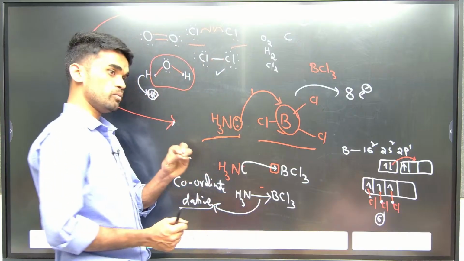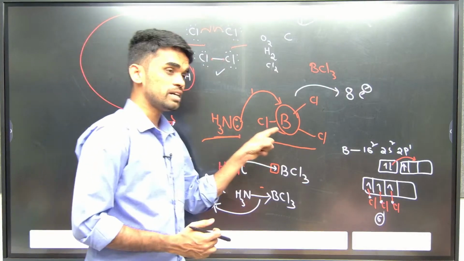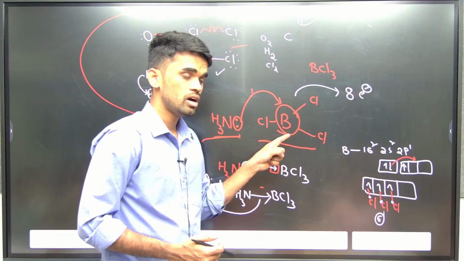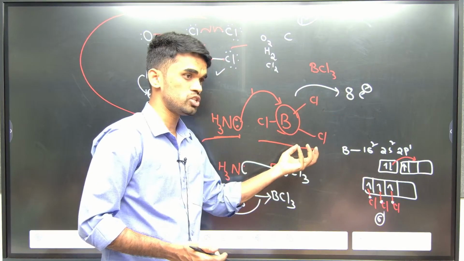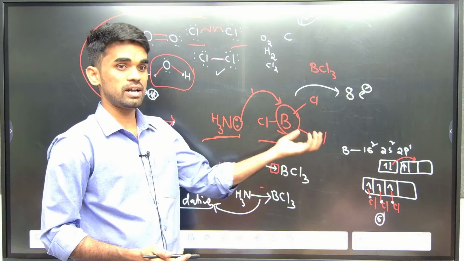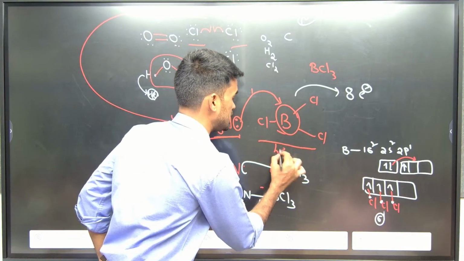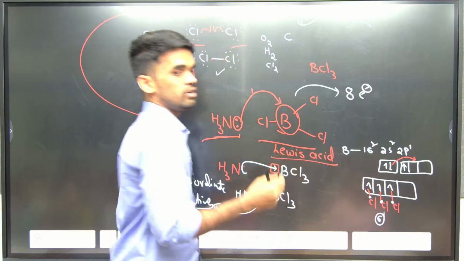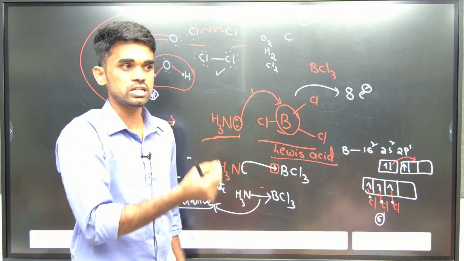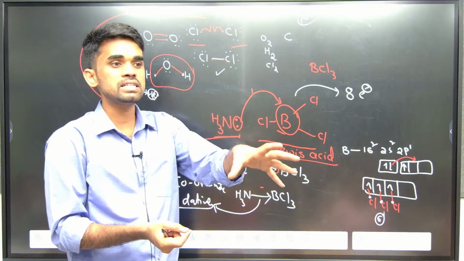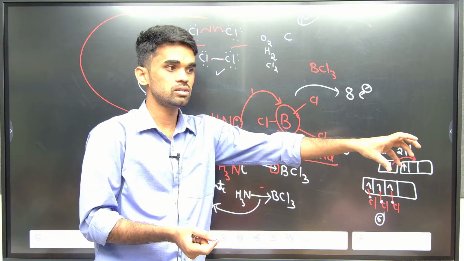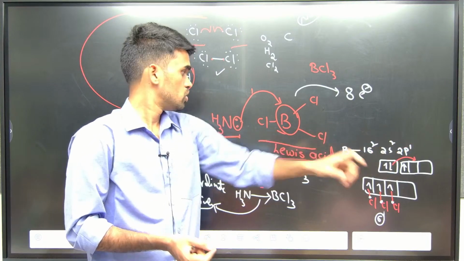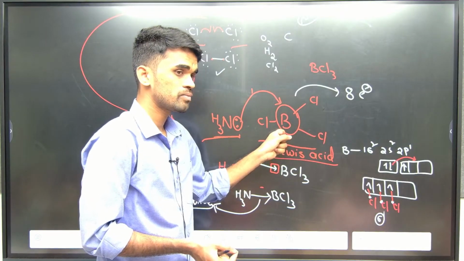Okay, now one more thing you can remember. What is this? Electron deficient species is accepting a pair of electrons. Now you can call it a Lewis acid. What is that? Lewis acid. One of the most generally seen questions: identify Lewis acids from the given examples. They will ask like this. So it can be considered a Lewis acid.